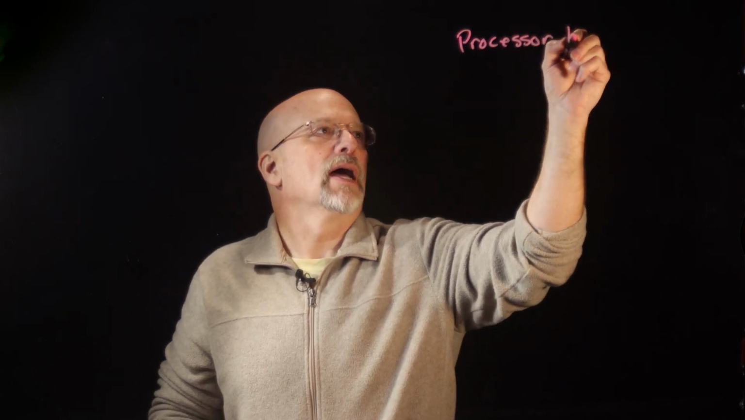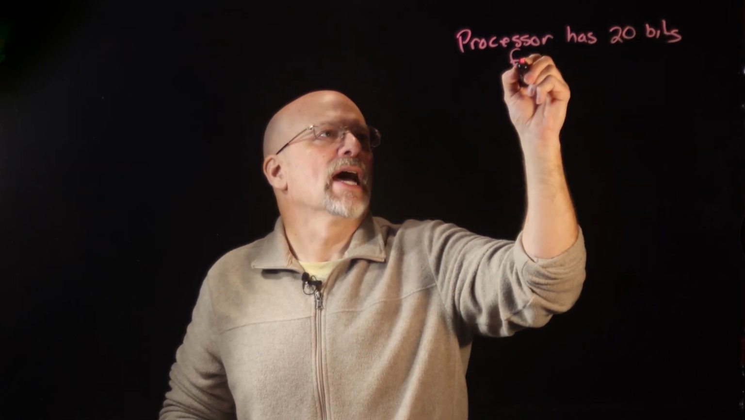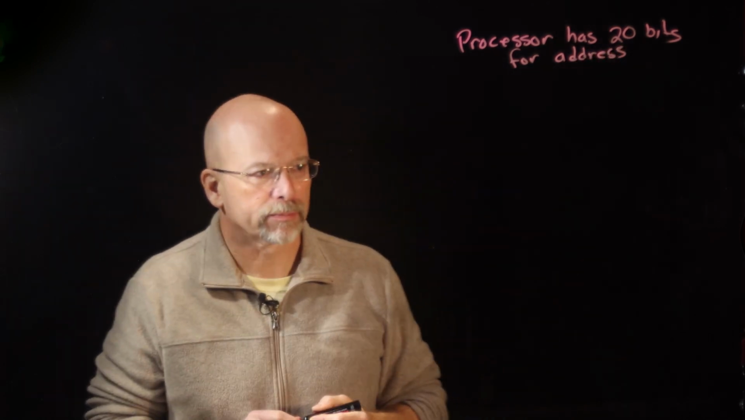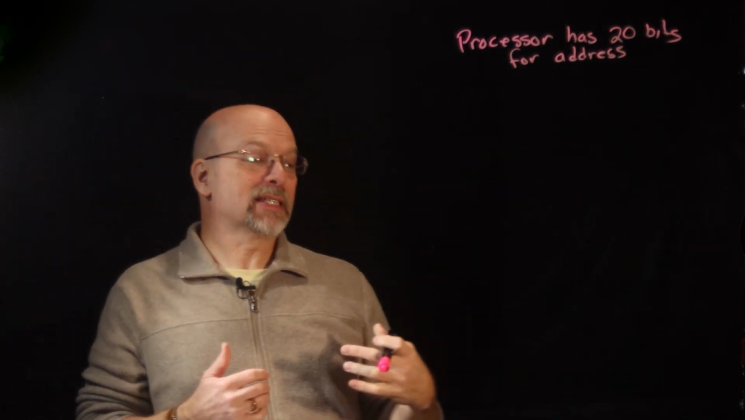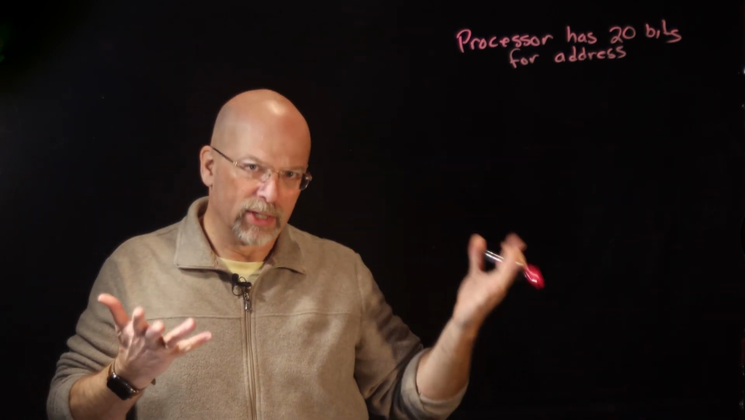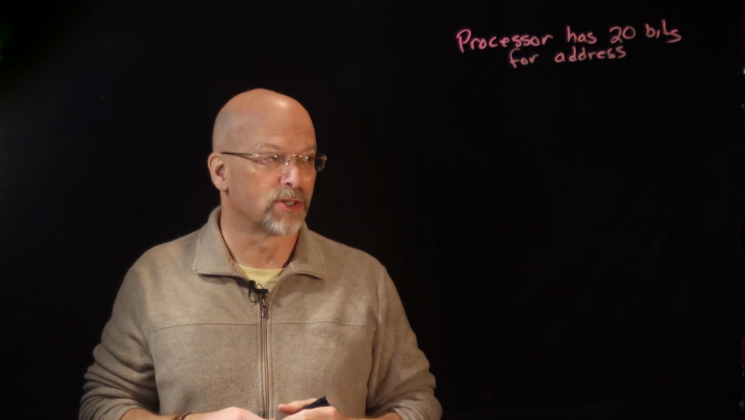In fact, let's go ahead and do an example. Let's say that my processor has 20 bits for the address. 20 address bits. Now, what does that mean? Well, that means I can count from 0 all the way up to 2^20 minus 1. And what is that in hexadecimal? Well, it's 5 Fs, right? It's 5 nibbles of Fs.